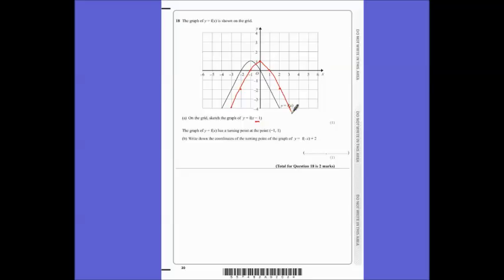It says the graph of y equals f of x has a turning point at minus 1, 1. That's this point here. Write down the coordinates of the turning point of y equals f of minus x plus 2. Well, the minus x means it's going to be a reflection in the y-axis, and then the plus 2 means it's going to move up 2. So reflection in the y-axis would go to here, and then to move up 2 would go to here. So the new turning point would be here at 1, 3.